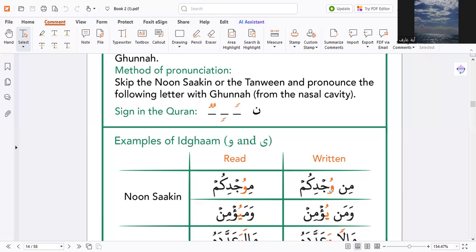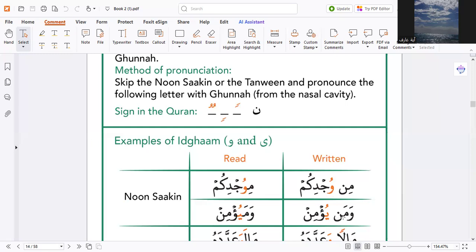This is how to apply the tajweed rule here. We merge the sound and we should make sure the nasal sound comes, because this is the ghunna sound, a nasal sound that should come from the nose. So the tajweed rule here is a noon followed by wow, one of the letters of the word yanmu, and the rule applied is idgham with ghunna.